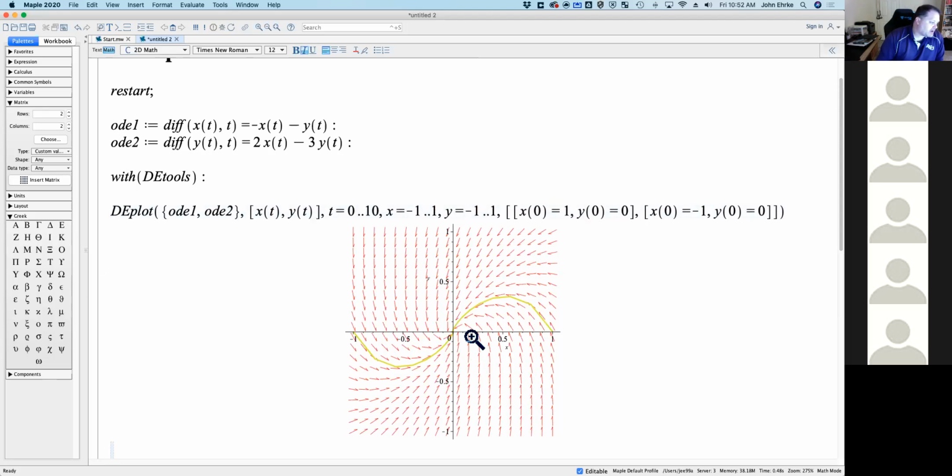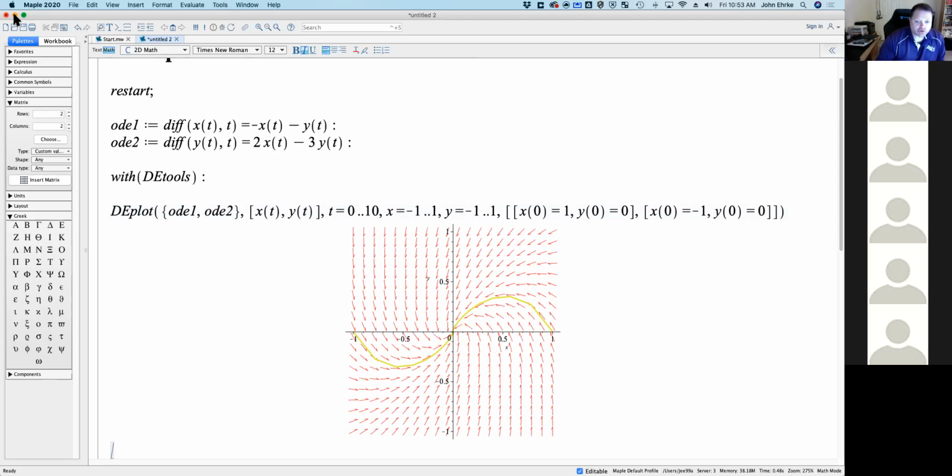So it is spiraling in a little bit here, but like I said, because the real part of the eigenvalue 2 is such a fast decay, you're not seeing it as clearly as you might otherwise. All right, so that is an example of a spiral sink.